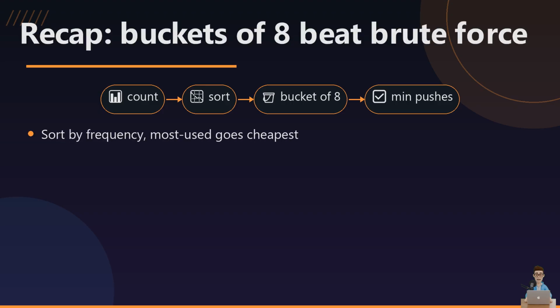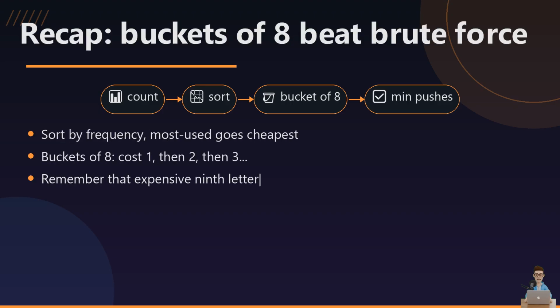Let's bring it all together. Remember that 9th letter that suddenly jumped to costing 2 pushes? That one moment captures the whole algorithm: sort the letters by how often they appear, then group them into buckets of 8, and give the cheapest slots to the busiest letters first. You just learned a real interview pattern from scratch. Nice work sticking with it.